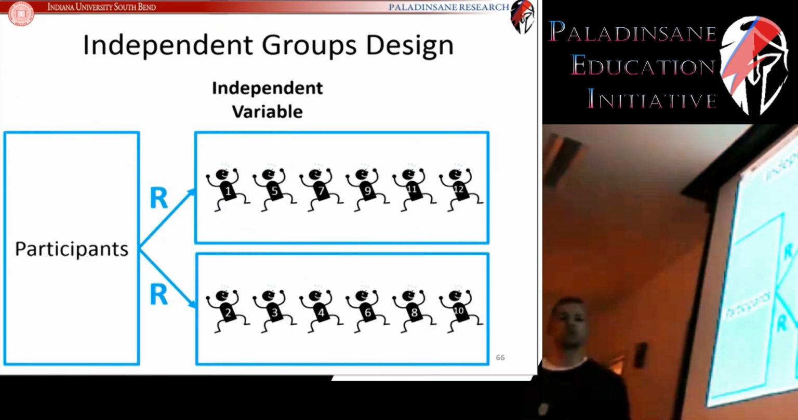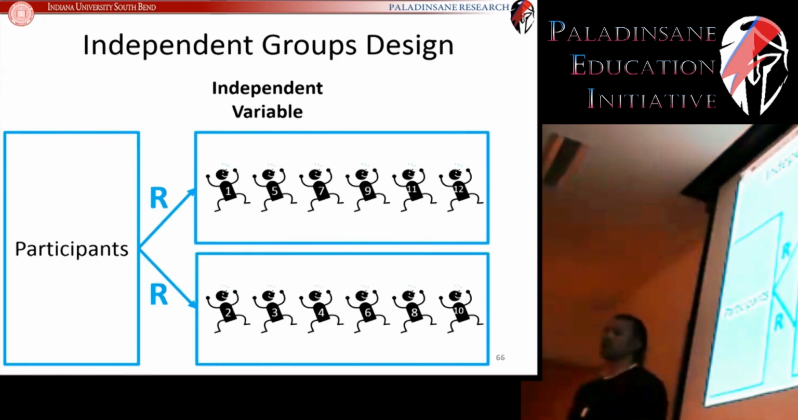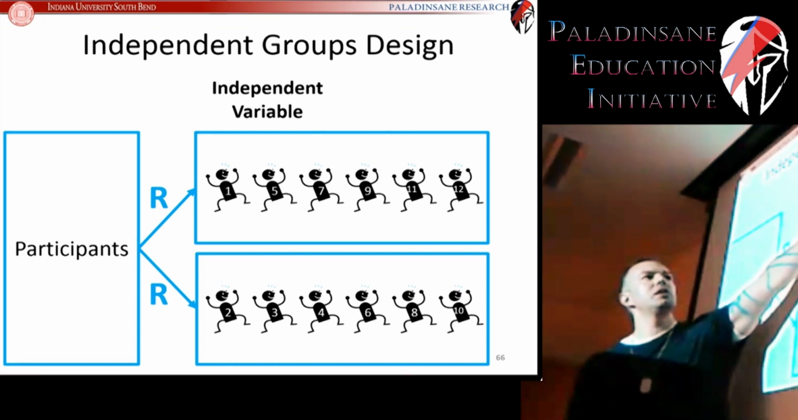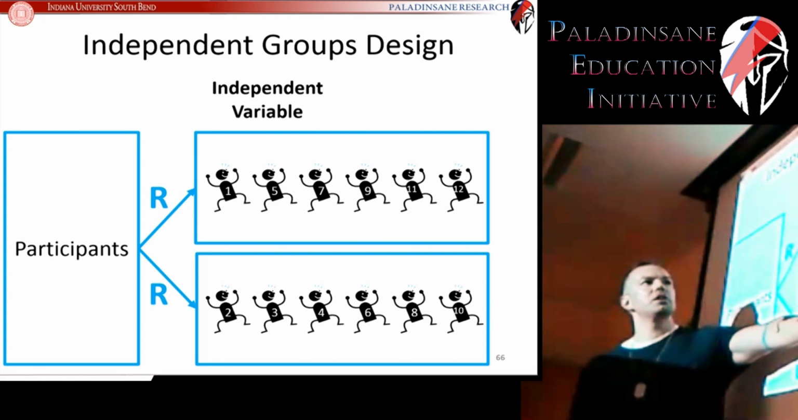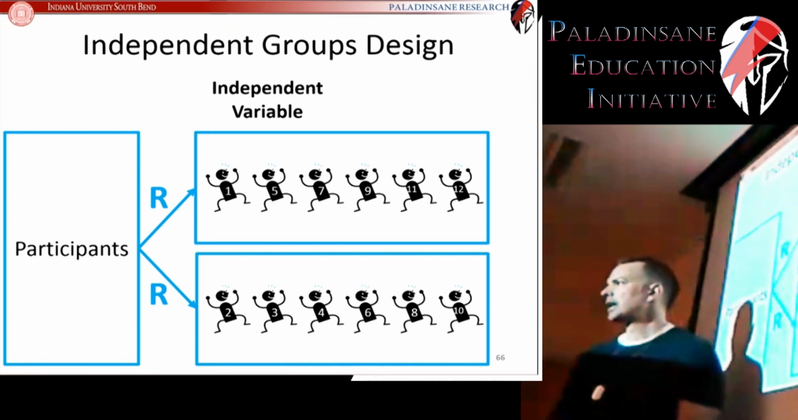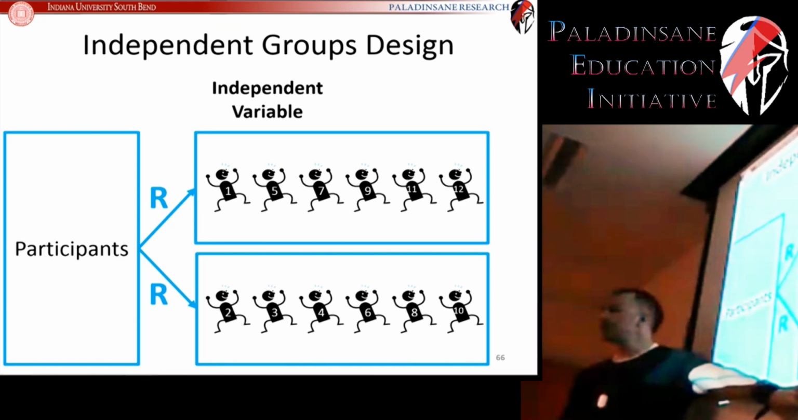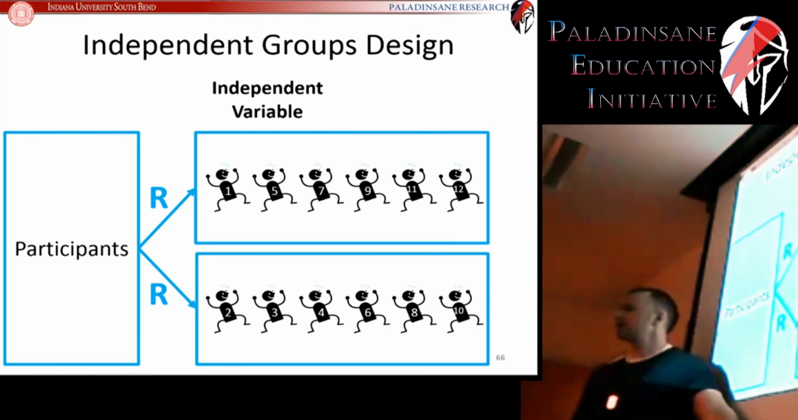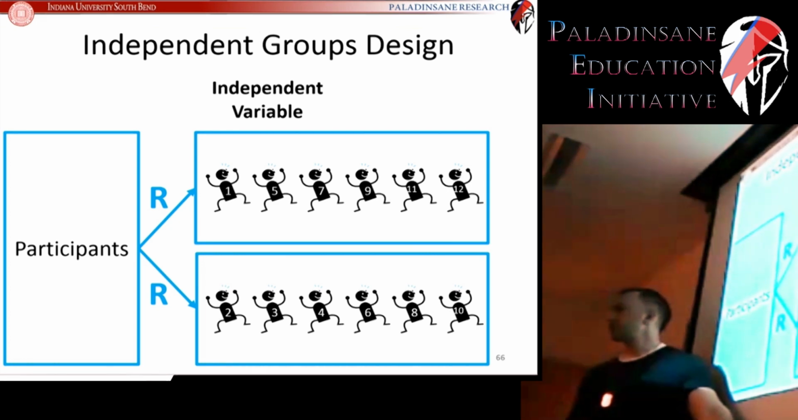With an independent groups design, you can't do it with 6 subjects. So to get 6 in one condition and 6 in another condition, I needed 12 subjects total. And if I added another condition, I would need 18 subjects. And if I added a fourth condition, I would need 24 subjects.